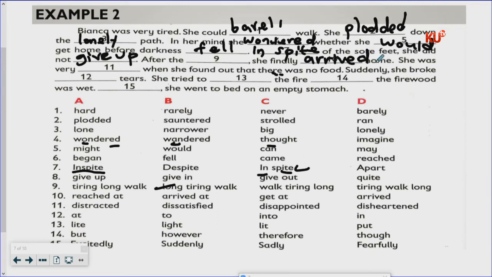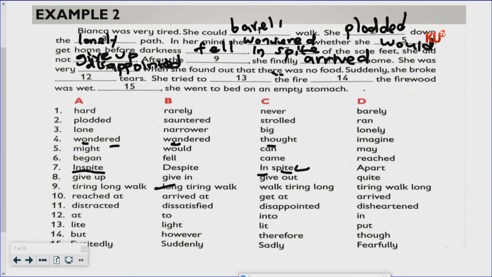She finally arrived home. She was very dash. She was very distracted, dissatisfied, disappointed, disheartened. Testing vocabulary. Distracted does not bring out the meaning. It is disappointed. She was very disappointed. Disappointed with a single S and a double P. It is actually the prefix dis and the word appointed. She was very disappointed when she found out that there was no food.